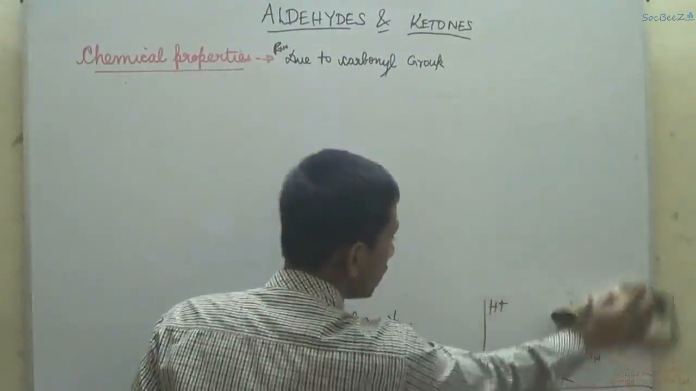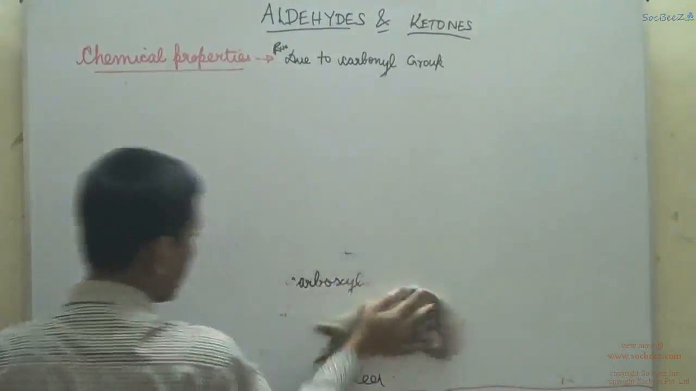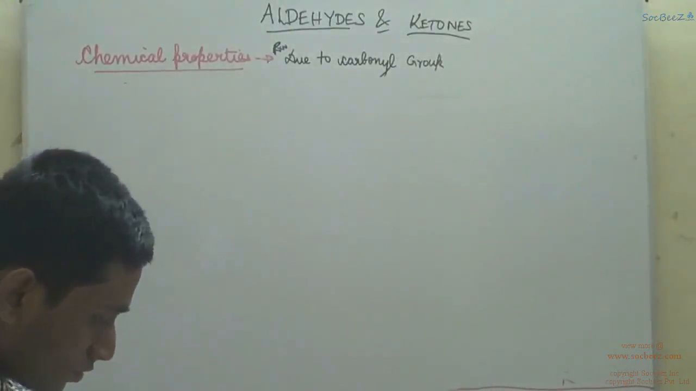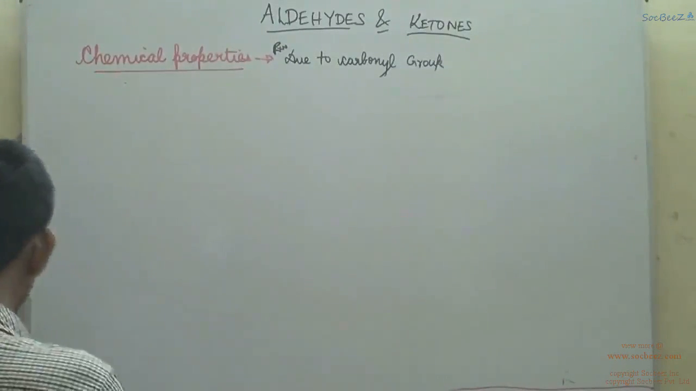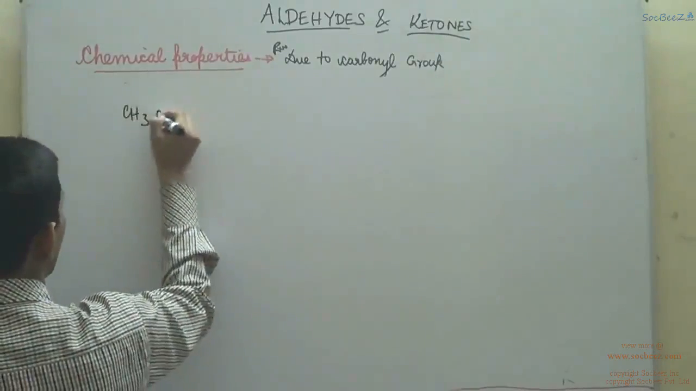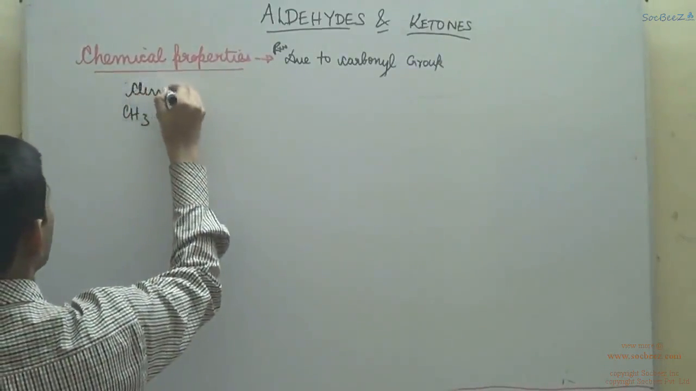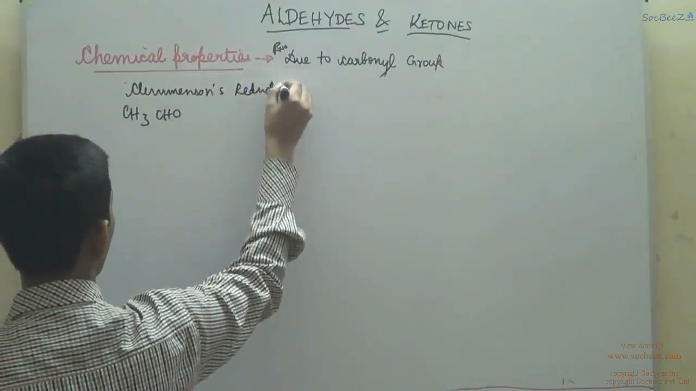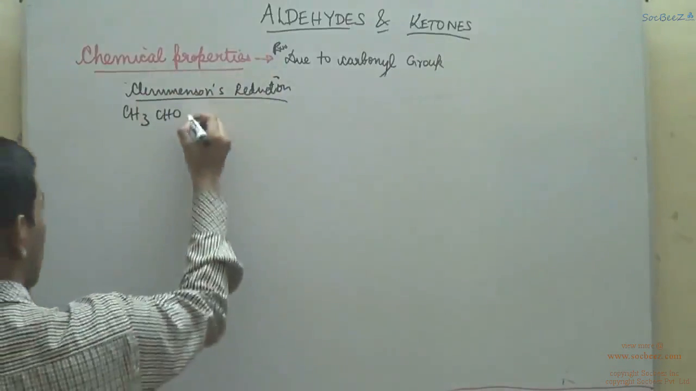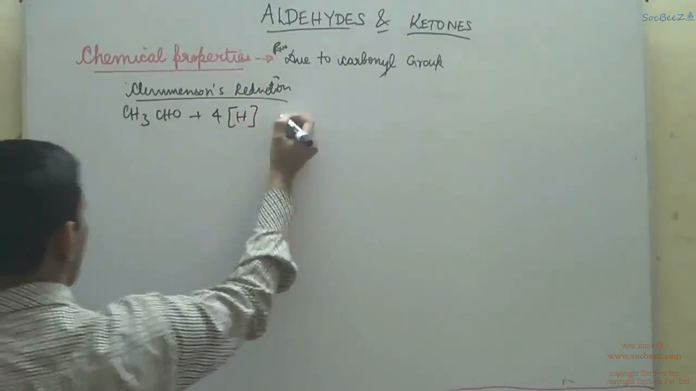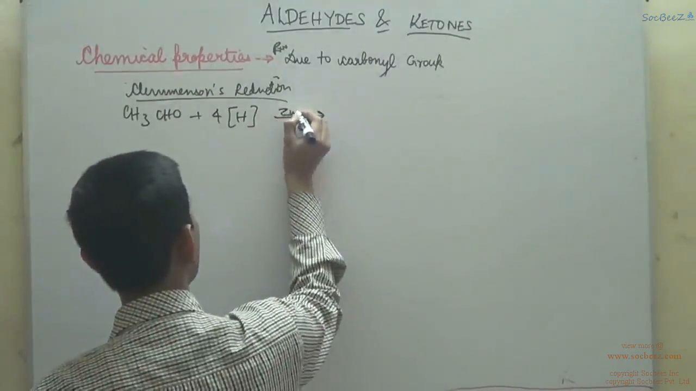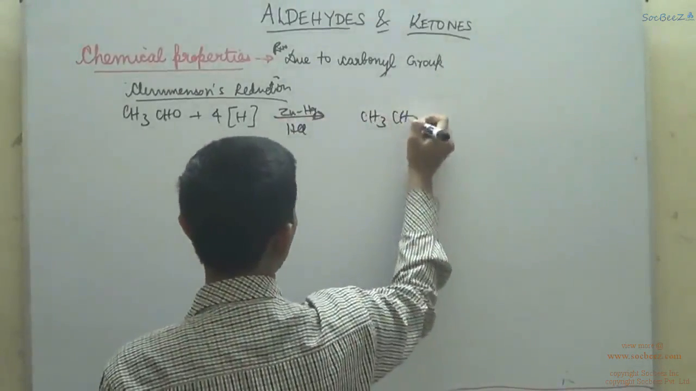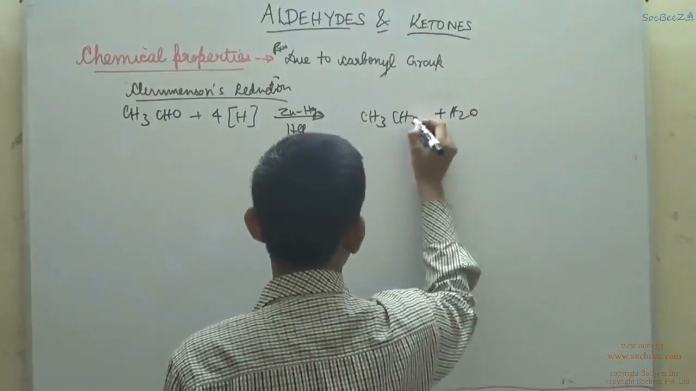In Clemmensen reduction, basically we use Zn in the presence of an acid, and finally we get an alkane. So let me write Clemmensen reduction. Suppose you have an aldehyde. If you have 4H added in the presence of ZnHg and HCl, you will get an alkane plus removal of a water molecule, which you have seen in the mechanism.